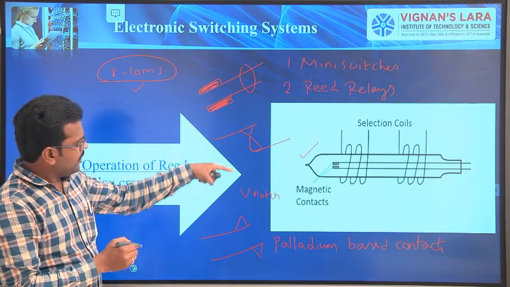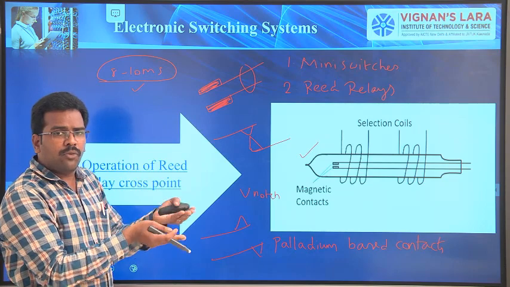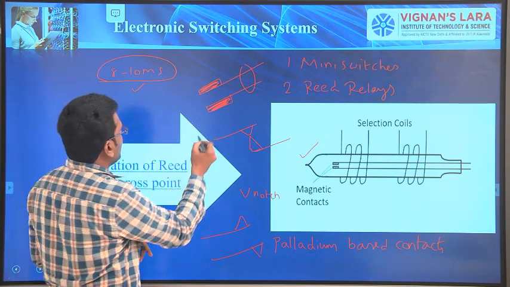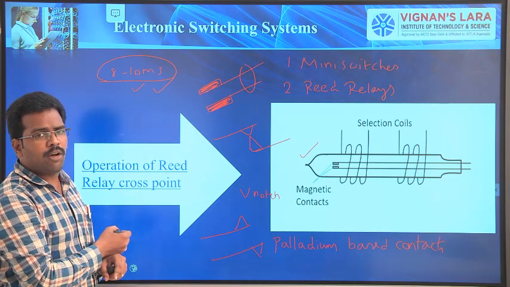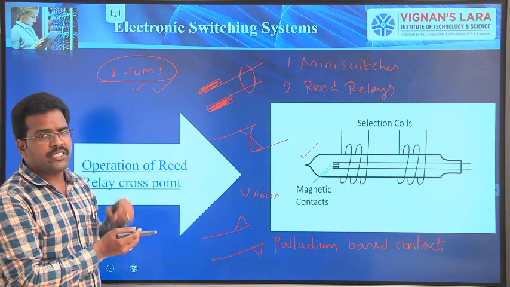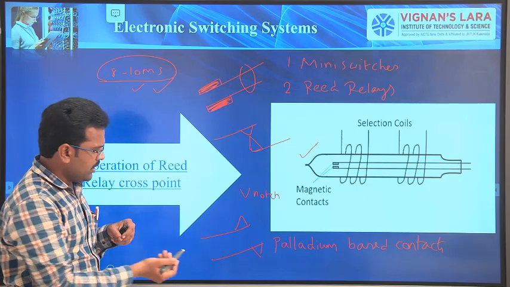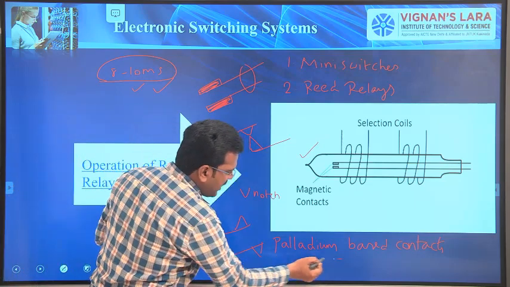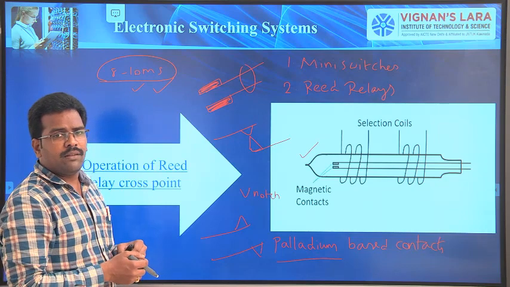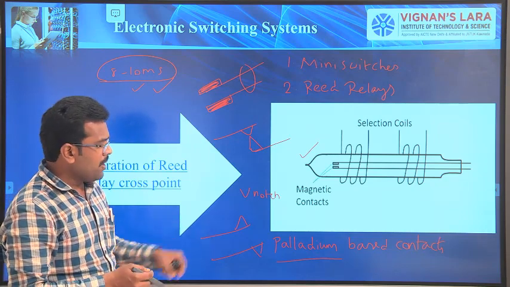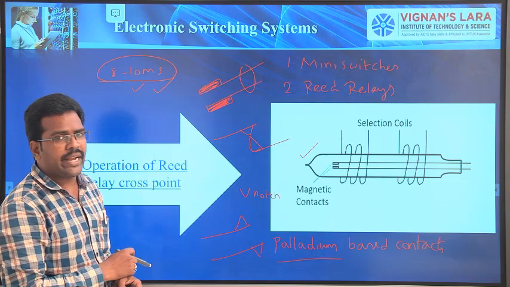Since it contains more moving parts, it is going to take 8 to 10 milliseconds to establish a connection. That is a drawback in mini switches. And one more thing: why I am choosing palladium here is that it has good corrosion resistance. That is the reason why we are using palladium based contacts.